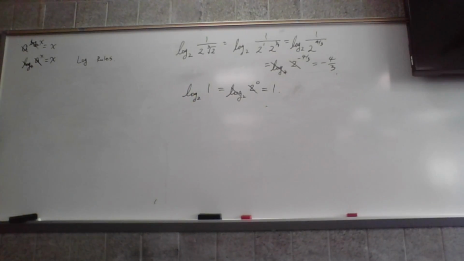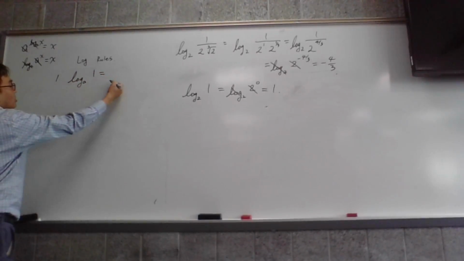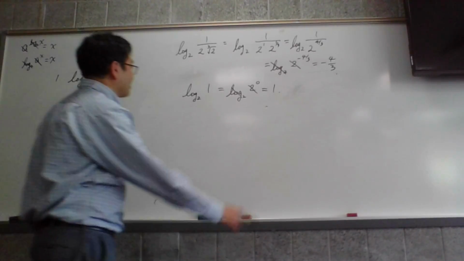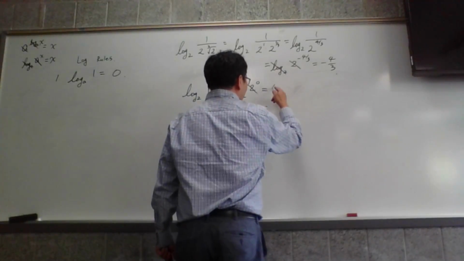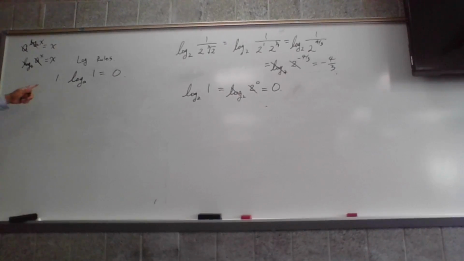Okay. So the first one I want to write down is that. Log rules. Number 1, if you have log base anything of 1, it's going to give you 0. Okay? Oh, 0, sorry, that's 0. Okay. So anything log a of 1 is 0.